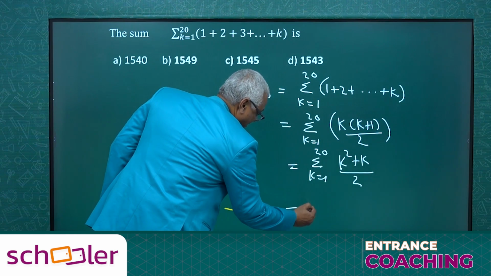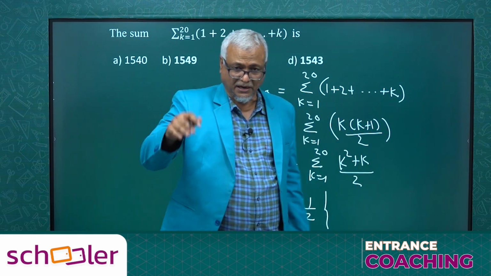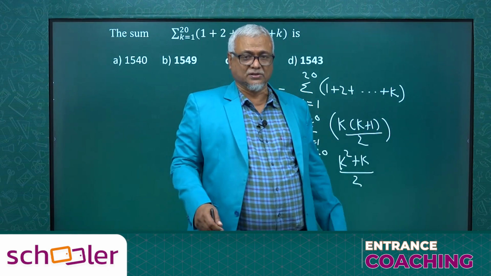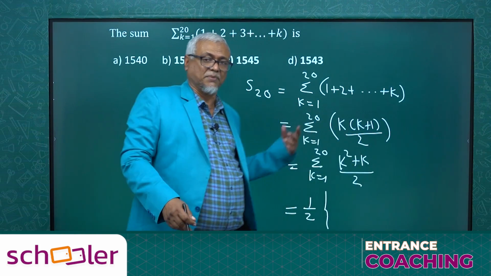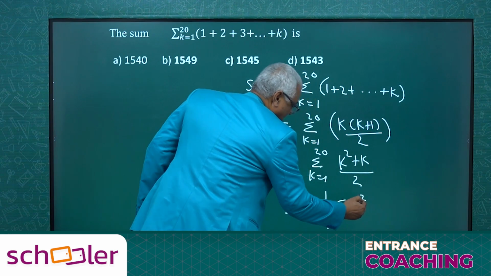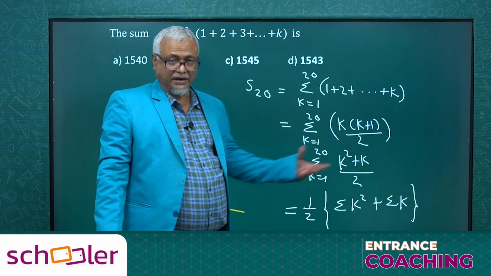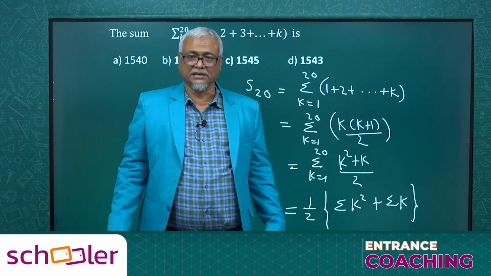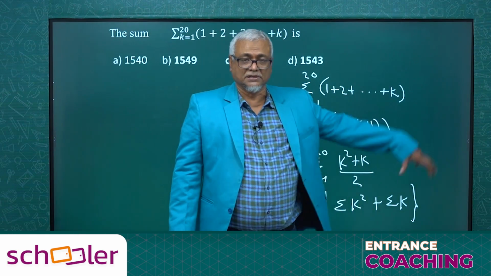We take 1 by 2 outside because if there is a constant, sigma k xi is equal to k into sigma xi. That is a property. So here, sigma of (k square plus k) by 2 is 1 by 2 into sigma k square plus sigma k. Sigma of xi plus yi can be written as sigma xi plus sigma yi, just like that. Sigma of k square plus k can be written as sigma k square plus sigma k.